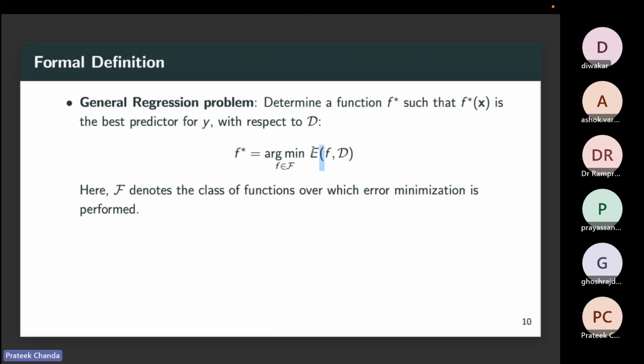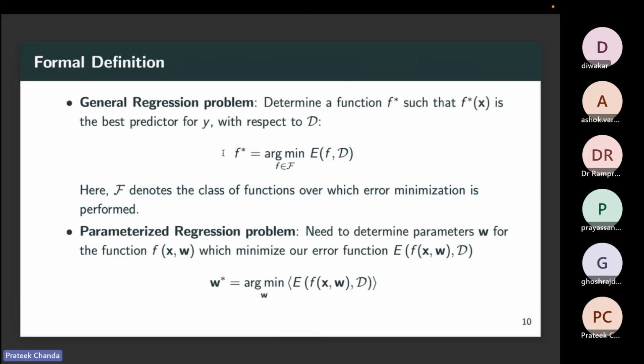My objective is to minimize the error function between f and D over all possible curves or functions in the space F. The capital F denotes the class of functions over which my error minimization can be performed. I take an arg min of it, and that gives me the optimal curve or the optimal function f star that fits through all the training data points.